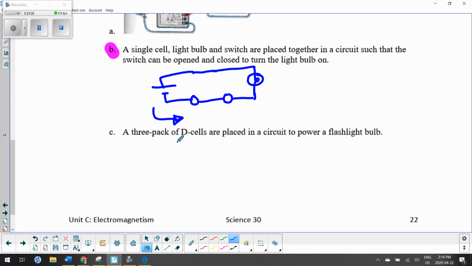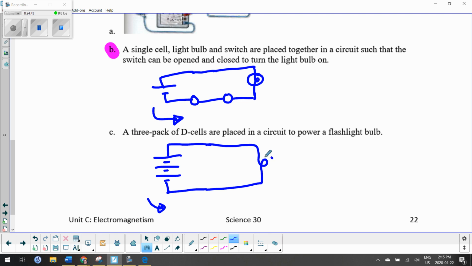So C says a 3-pack of D cells. D cells are a type of battery that you would go buy at the grocery store. So we have 3 of them. Electricity is flowing this way just to help you. I'm just going to do this so that I can figure out what's happening later. They are placed in a circuit to power a flashlight bulb. It doesn't talk about turning it on and off, so I don't have to put a switch in. So we just have a light bulb. Could you put your light bulb here or here? Yes, totally.